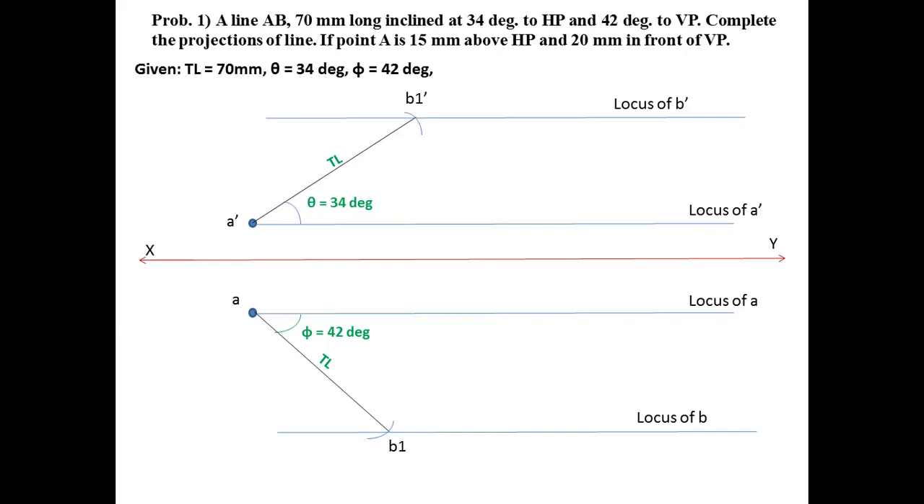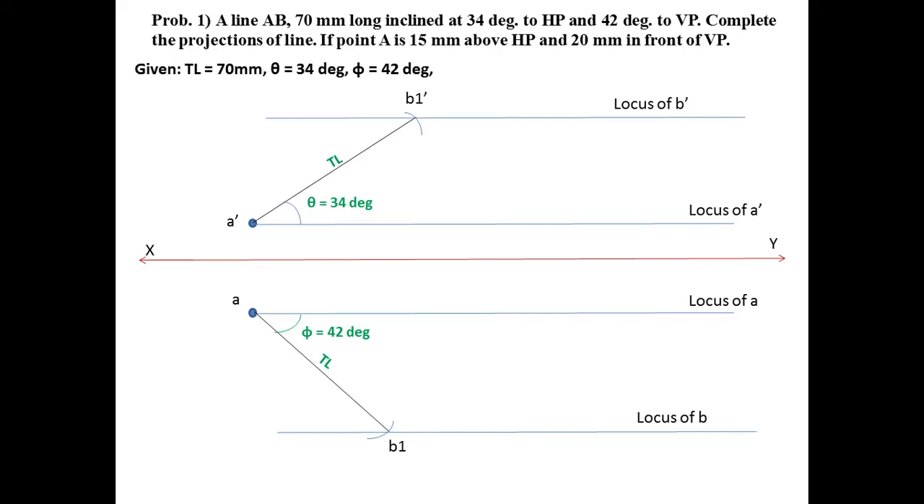So till now we have shown the true length in front view and top view. Now we have to show the apparent length in front view and top view. Now by using one rule we can obtain the apparent length in front view and top view with these steps drawn here.